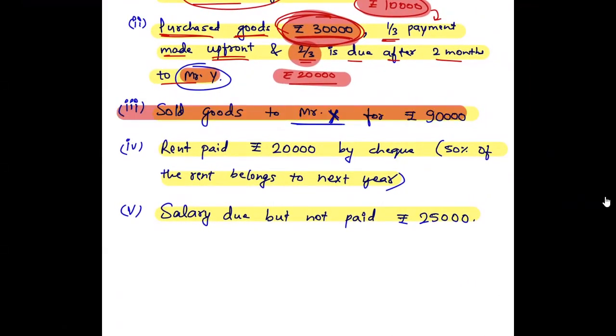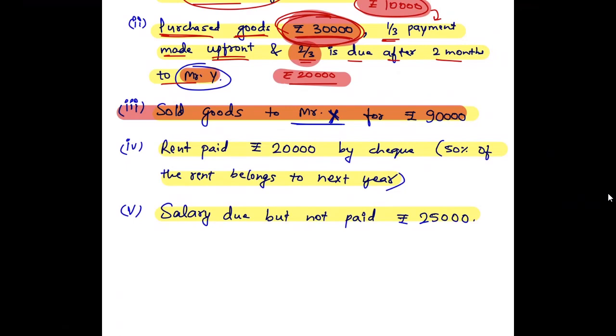Sold goods to Mr. X rupees 90,000. What would be the journal entry for this? Come on, everyone. I need to know the answers. Sold goods to Mr. X rupees 90,000. What is the journal entry for this transaction? Yeah, I knew there would be some interpretation issues which some students will do.